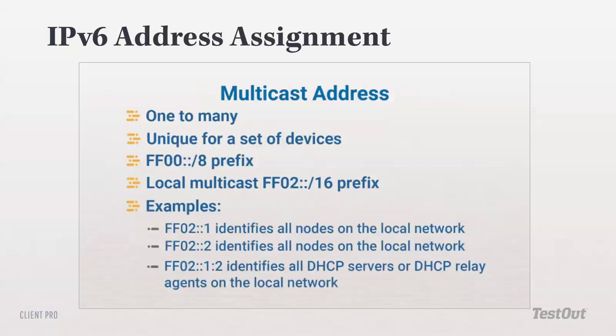And then we have a multicast address where one device sends the same data to different clients. And here we're starting with FF00 /8, and then there's a local multicast as well. So all nodes on the local network, and all DHCP servers would be differently indicated as such.